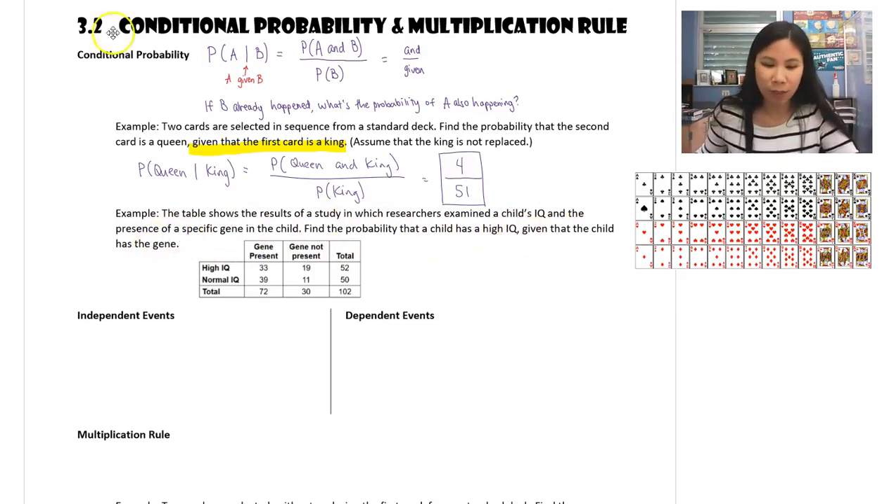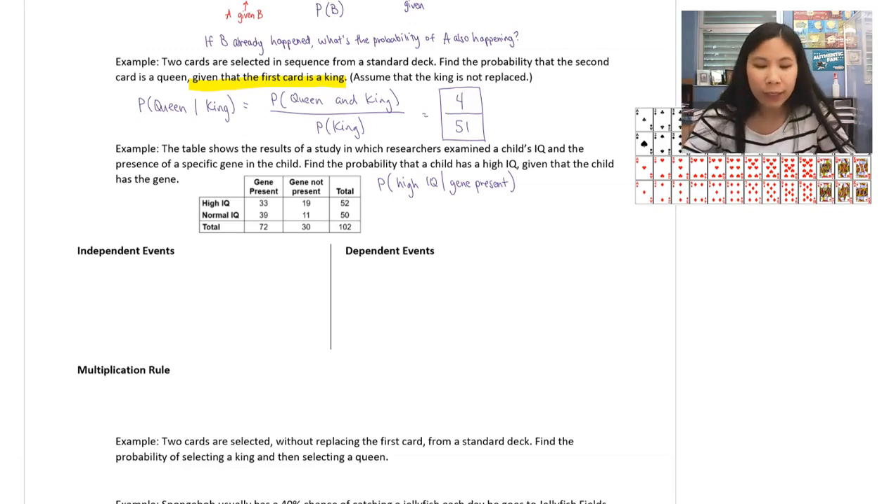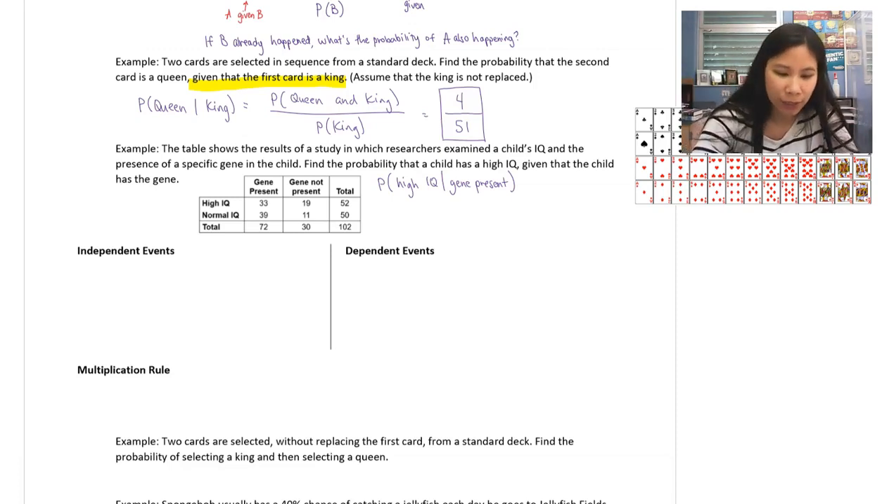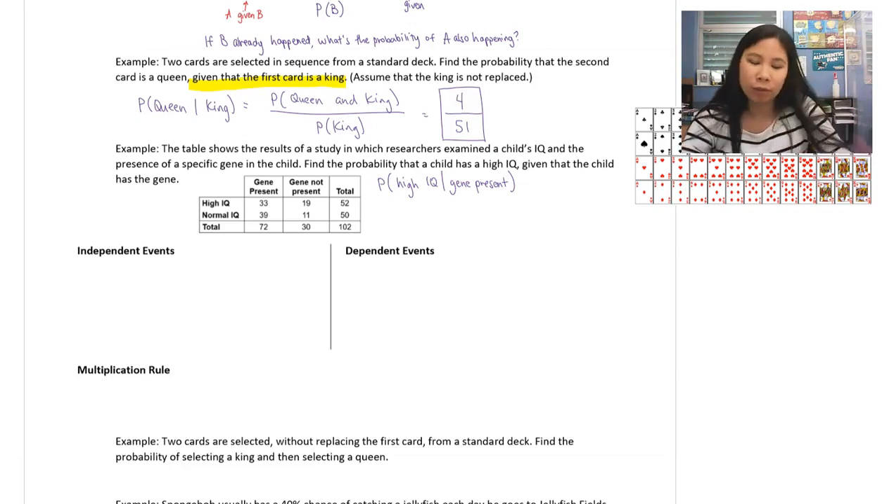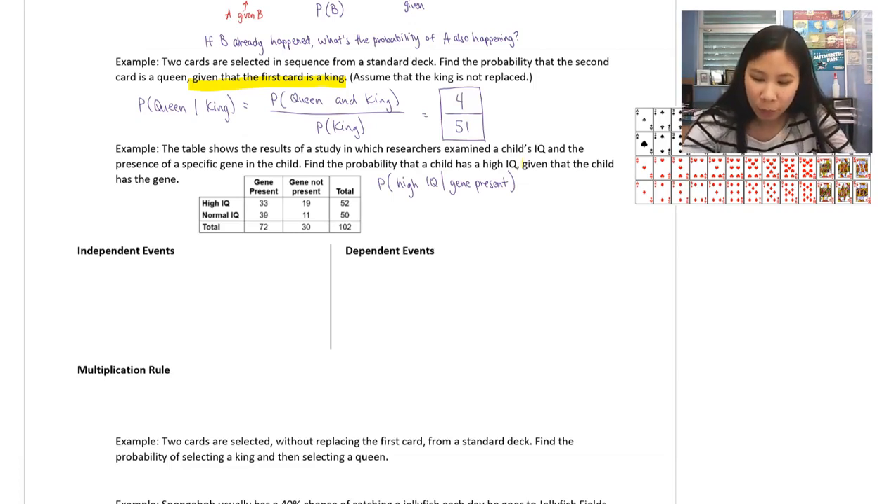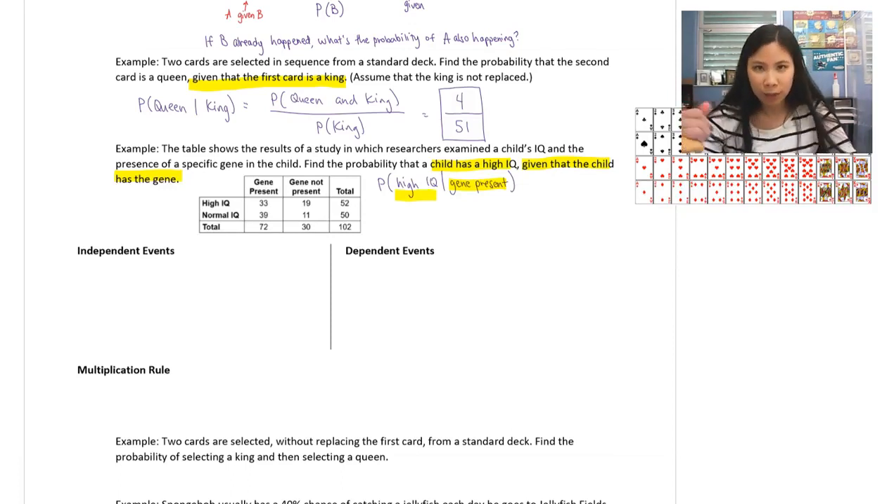That was specified. So if we rewrite our question that we're trying to answer into our little math format, we're given that the child has the gene. So that means the gene is present is what we're given. So that's always what comes after the vertical line in our formula. And then we are looking for the probability that a child has high IQ. So that's why that's out here in front. That's the probability we're trying to find.